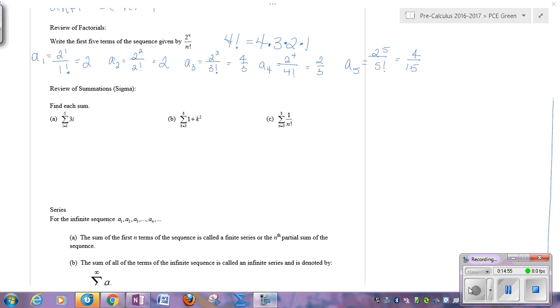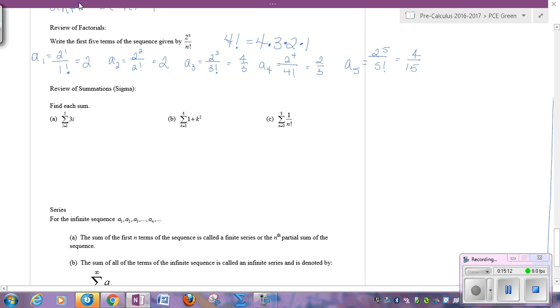Okay, hopefully everybody came up with 2, and then another 2, and then 4/3, then 2/3, then 4/15. Okay, so everybody should have gotten that right. All right, let's do a quick review of summations using the sigma notation here. So it says find each sum.